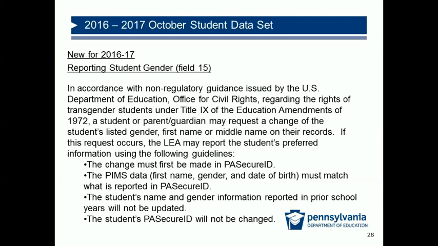The change must first be made in PA Secure ID. The PIMS data, first name, gender, and date of birth, must match what is reported in PA Secure ID. The student's name and gender information reported in prior school years will not be updated. And the student's PA Secure ID will not be changed.